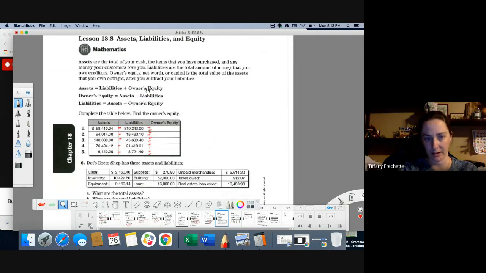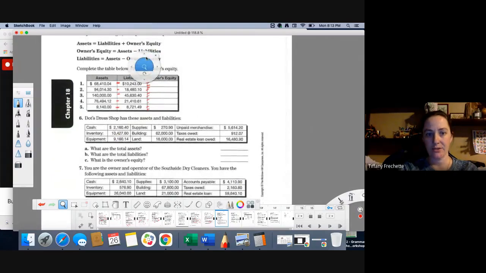The next one here, it says, Dot's Dress Shop has these assets and liabilities. So it's giving us cash, inventory, equipment, supplies, building, land. These are all considered assets. Unpaid merchandise, taxes owed, real estate loan.